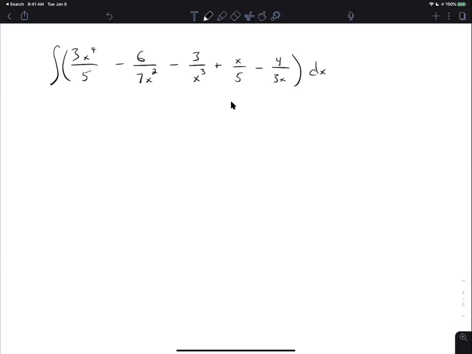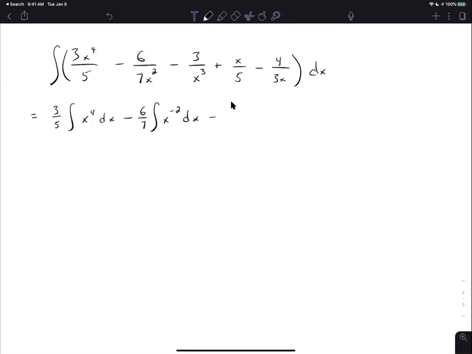On the first one, we're going to pull out the constant, and the constant is 3/5. Because the x to the 4th is in the top, we're going to put x to the positive 4 dx. On the second one, we're going to pull out the constant, which is 6/7. Because the x squared is in the bottom, we're going to bring that up and make it x to the -2. Does everybody follow that? Why I'm doing that? Any questions on that?